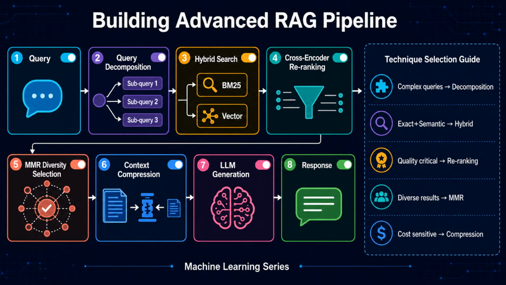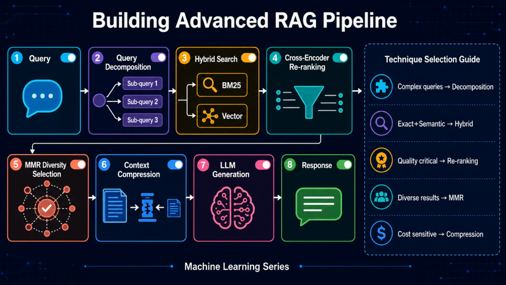Let's see how these techniques combine into a complete advanced pipeline. Starting with a query, decomposition splits it if complex. Hybrid search runs BM25 and vector in parallel, fusing the two result sets with normalized weighted scoring or with RRF as an alternative. Cross-encoder re-ranking selects the highest quality results. MMR ensures diversity if needed. Context compression reduces tokens before LLM generation. Each stage is optional and configurable based on your requirements.